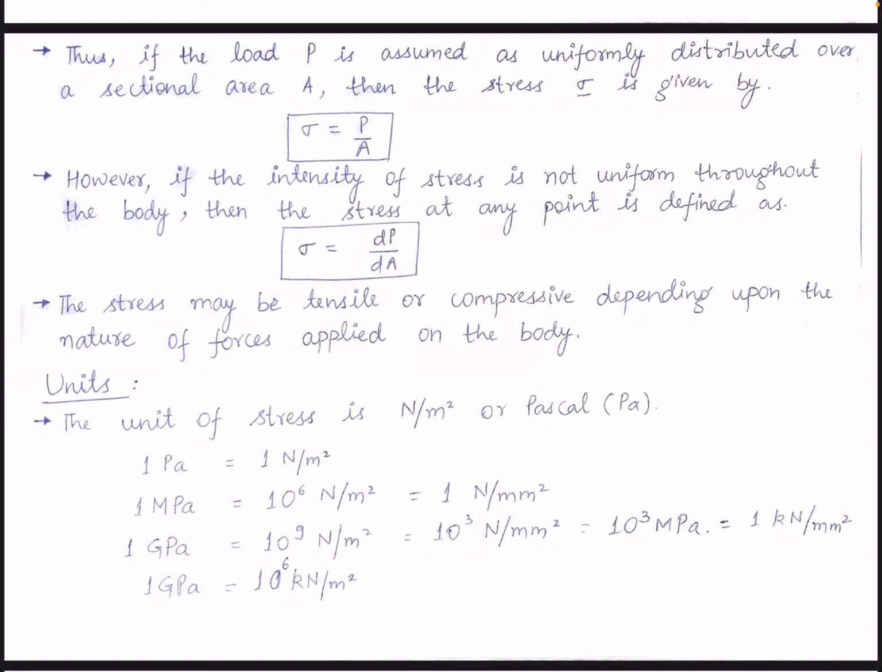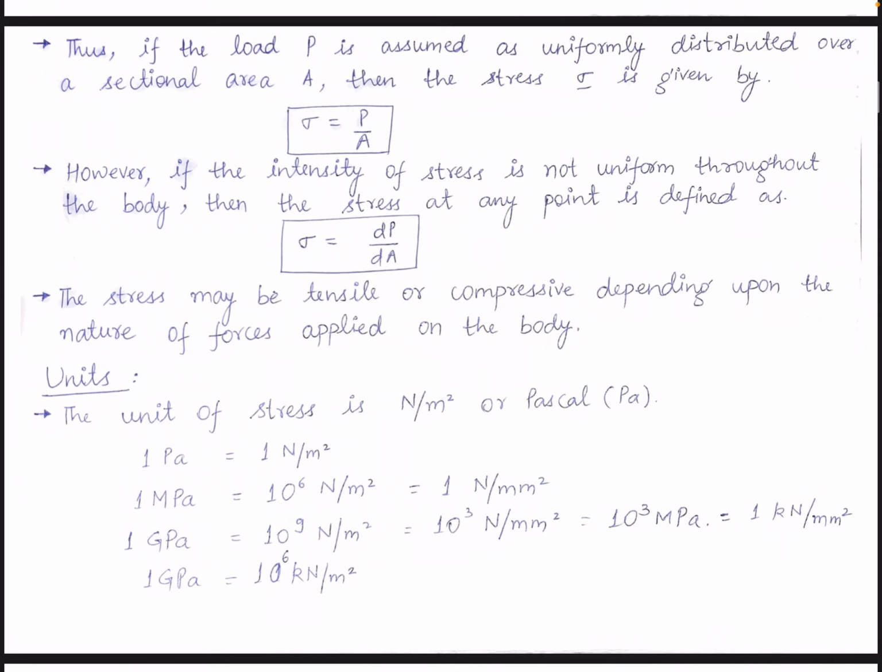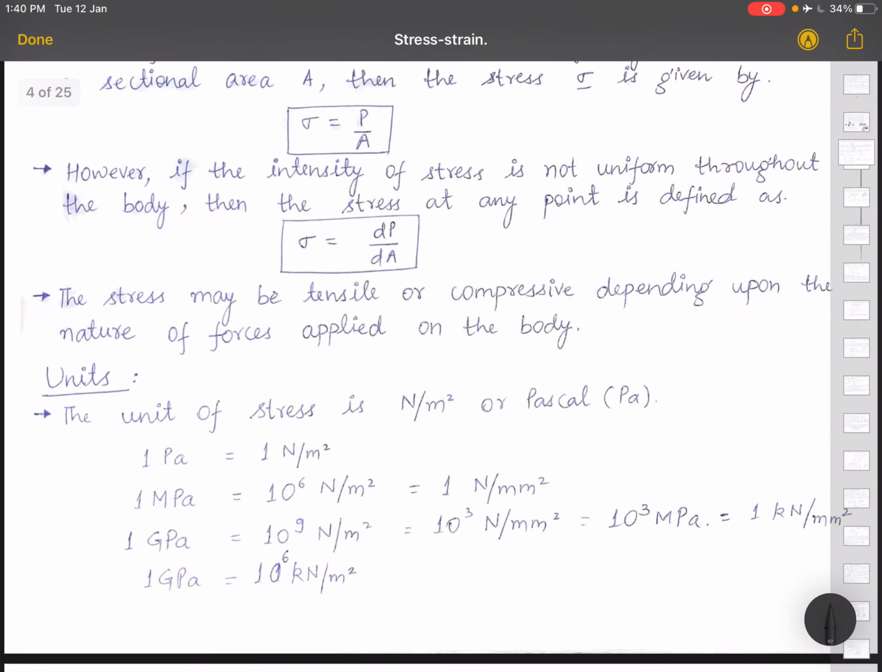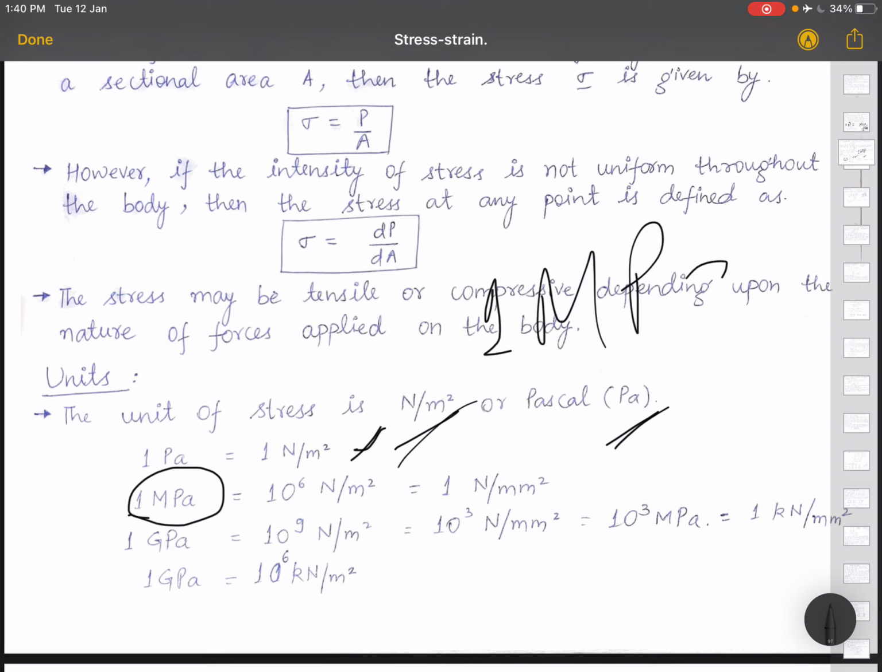What are the units of the stress? The unit is Pascal, that is Newton per meter square. So there are various units. 1 Pascal is 1 Newton per meter square, but usually we will use megapascal, 1 MPa. 1 MPa is 10⁶ Newton per meter square, or 1 Newton per mm square, and 1 GPa is gigapascal. These are the various conversions.